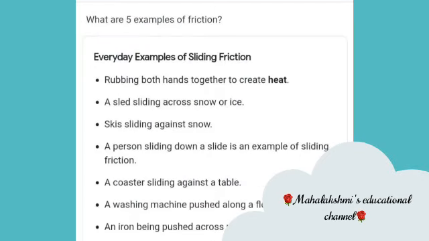What are five examples of friction? Everyday examples of sliding friction: rubbing both hands together to create heat, a sled sliding across snow or ice, a ski sliding against snow. A person sliding down a slide is an example of sliding friction. A coaster sliding against a table, a washing machine pushed along a floor, an iron being pushed across material. These are the examples of friction.